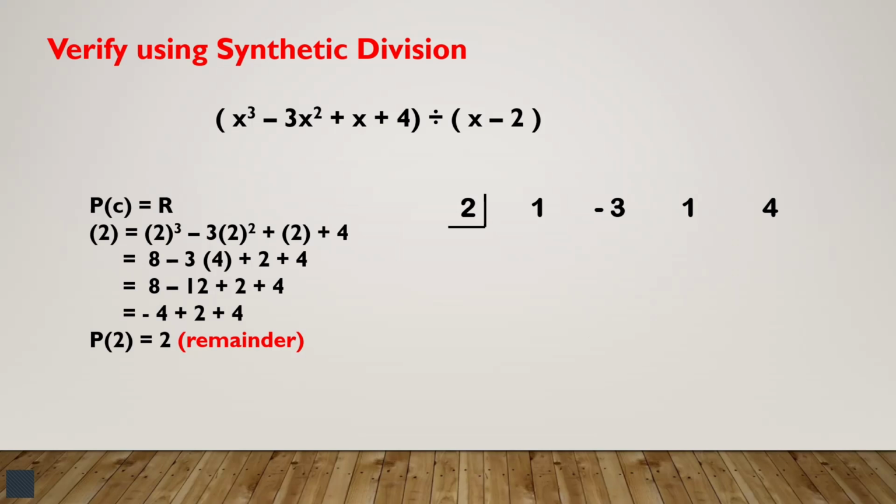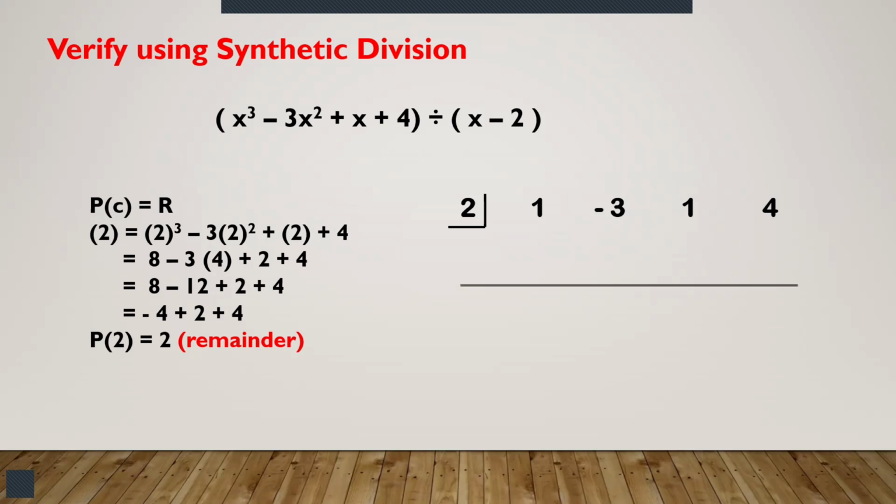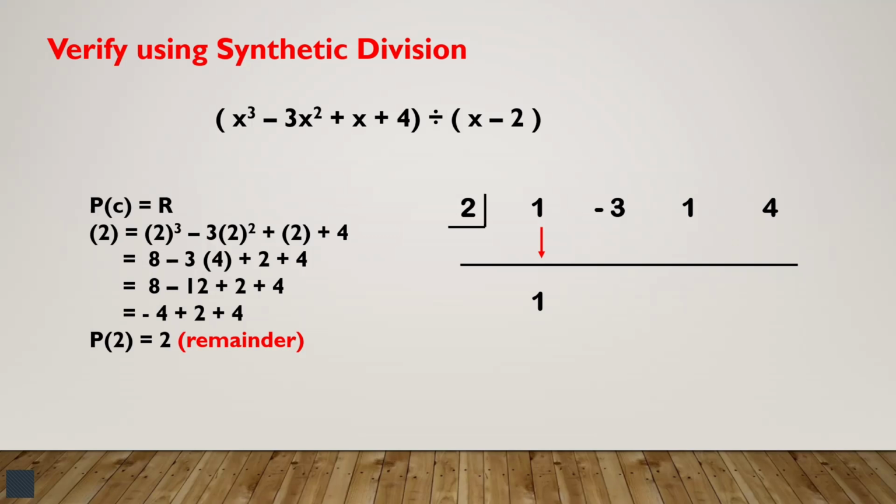1 stands for the numerical coefficient of x cubed. So -3 is the numerical coefficient of the second term, which is -3x squared, and 1 is the numerical coefficient of x. 4 is the constant term. So in dividing a polynomial synthetically, we first bring down the first numerical coefficient, and that is 1. Then multiply it to 2, that will give us 2. And add this -3 plus 2, that will give us -1.